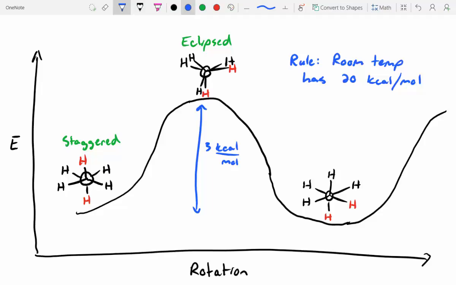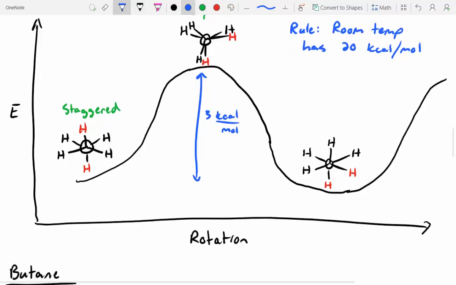Does that make sense? So you're just saying they're going to keep going? It's just going to keep on going. It's going to spin around really, really quickly. All right, let's take a look at butane. Butane's a little bit more challenging.